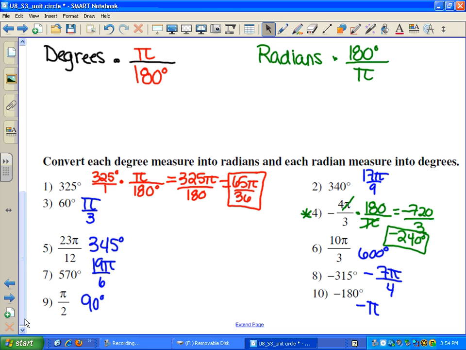So there you go. That's how you can convert from radians to degrees and degrees to radians.